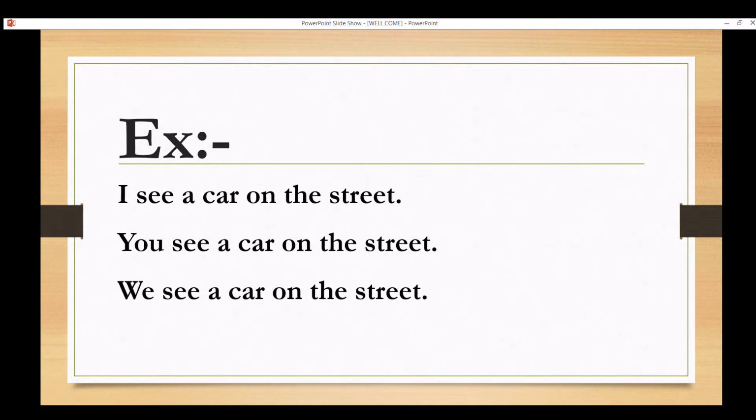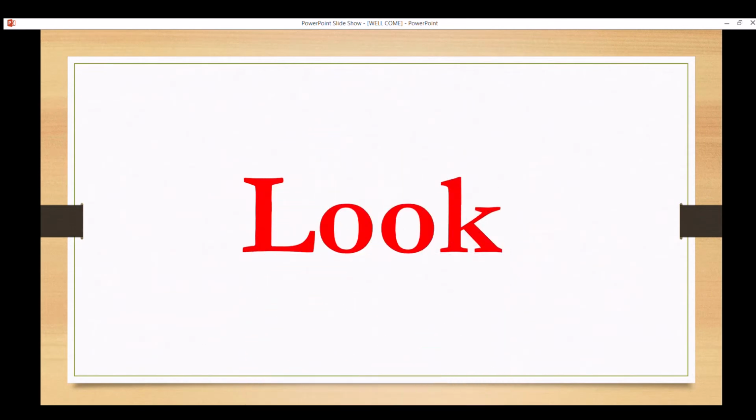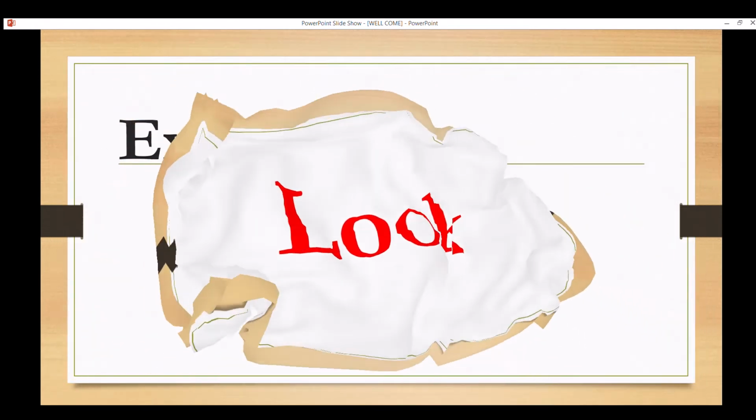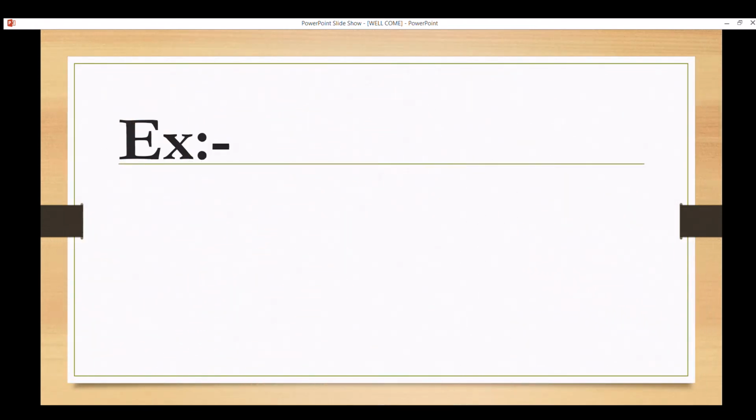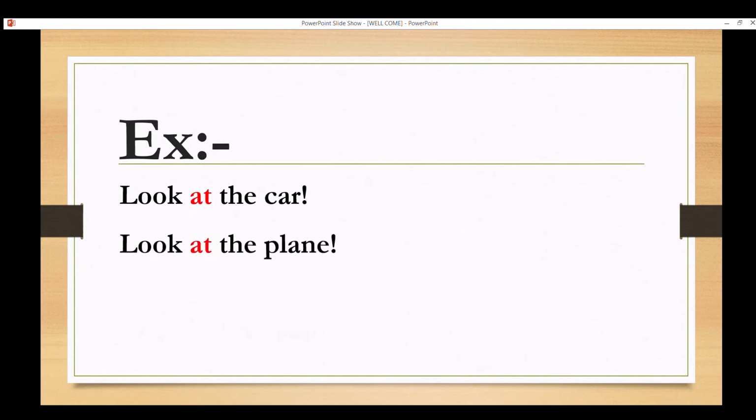Okay. Let's go. And now, let's take the word look. Look means to direct your eyes towards something. And remember, always use "at" with look. Look at. Okay, great. Here are the examples. 1. Look at the car. 2. Look at the plane. 3. Look at that man.